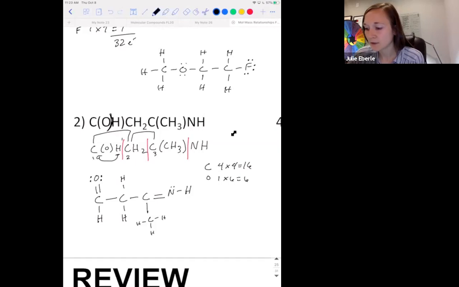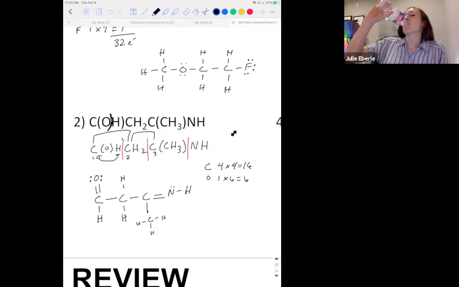Okay, let's do another practice. Number 3 looks hard. We got lots of carbons, lots of hydrogens. We've got lots of oxygens here too. And this is not a condensed structure. Okay, so how can we go about this? First, add up your valence.